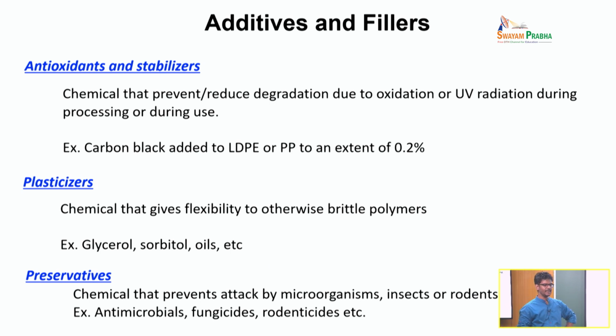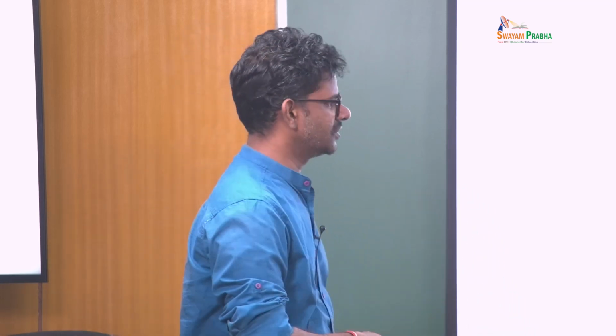Then we have preservatives. If you make a biodegradable based polymer, for example a starch based polymer, you will see that after some time fungus will grow, microorganisms will grow. So sometimes you want to add an antimicrobial agent to prevent growth of microorganisms. Sometimes you want to have rodent resistance or insecticides. So typically you add antimicrobials, fungicides, rodenticides to preserve the intactness of the polymer.